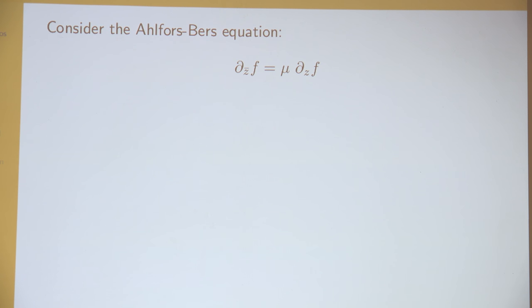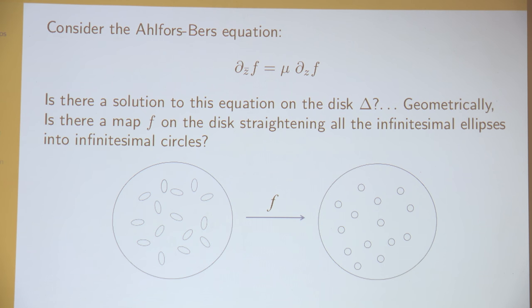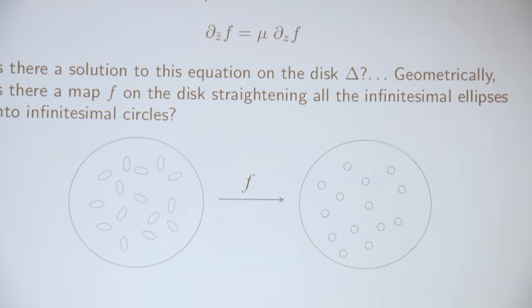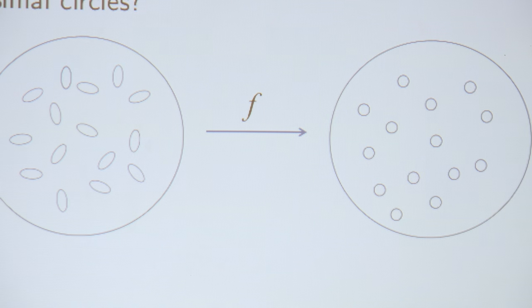Consider the Ahlfors-Bers equation in the weak sense, in the distributional sense. And a natural question is: is there a solution in the Poincaré disk of this equation? Geometrically speaking, it is equivalent to ask if there is a map straightening the whole field of ellipses into infinitesimal circles. That's the equivalent notion of a solution.